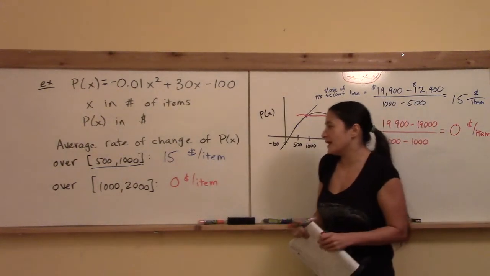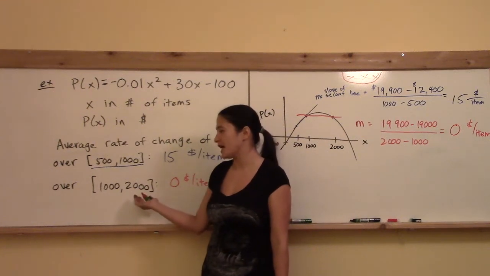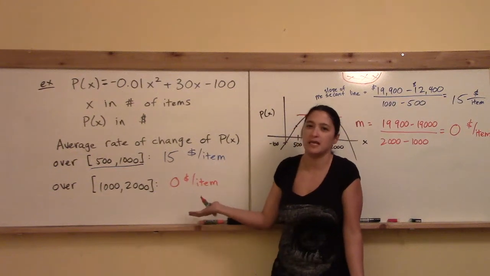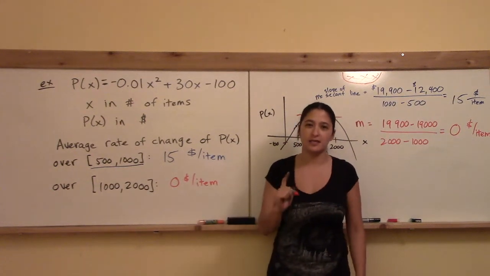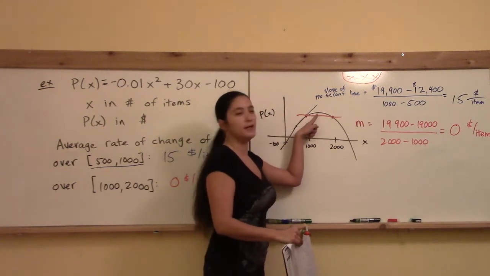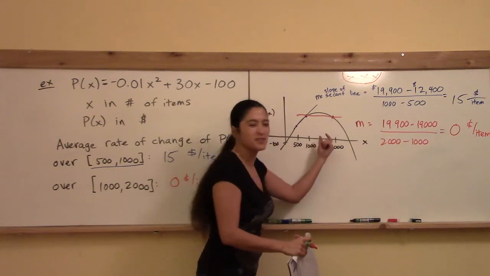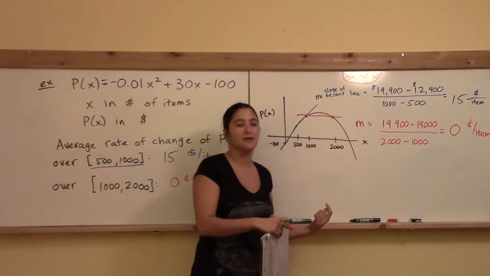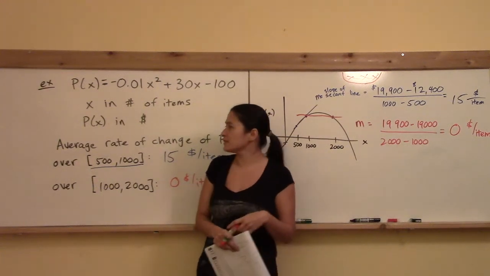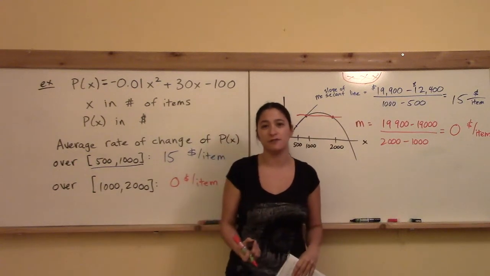So that tells me that if I'm thinking about a production level somewhere between 1,000 and 2,000, some might interpret this as, well, it doesn't matter because you're going to get the same either way. But it's not exactly true, because if I'm at 1,000, if I move over a little bit, I'll actually make more money. But then at some point, if I move over even more, I'm going to make less money, and it just turns out that the average is $0 per item.